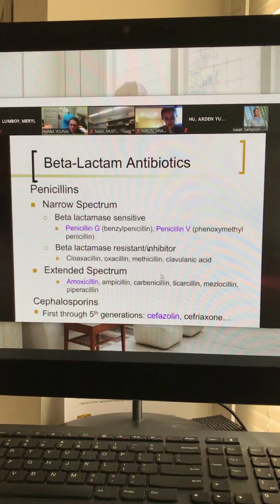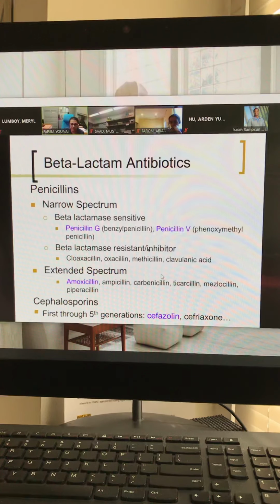You remember that these are beta-lactam antibiotics. You have penicillins and cephalosporins, and penicillins break into those that are narrow spectrum and those that are extended in their spectrum. The narrow spectrum ones are beta-lactamase sensitive, and then there are those that are resistant to beta-lactamase. Penicillin G and V are both beta-lactamase sensitive narrow spectrum antibiotics.